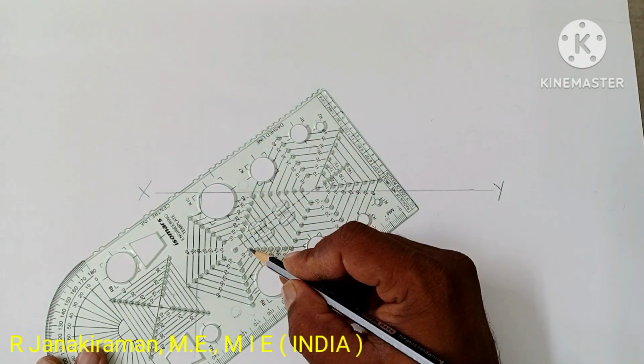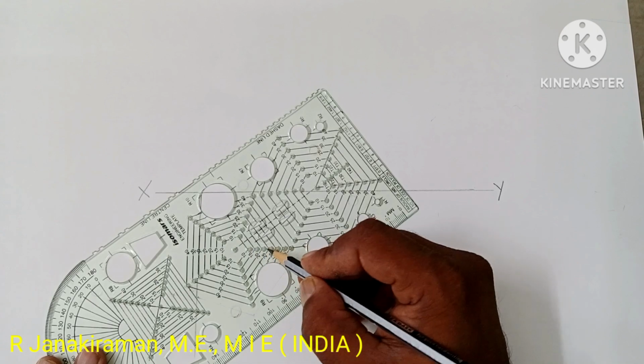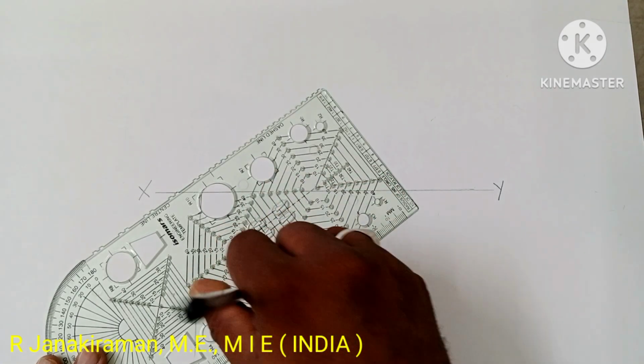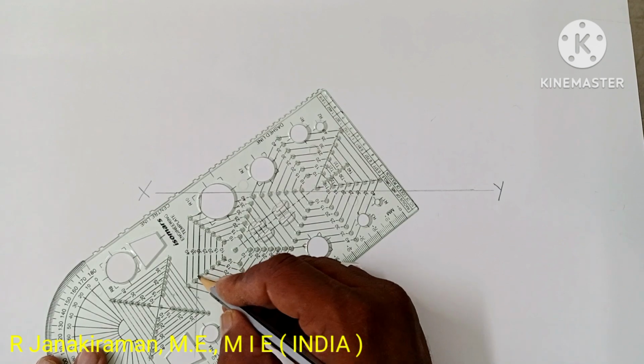Similarly, take the fifth hole, leaving the center, for each of the other corners: 1, 2, 3, 4, 5.